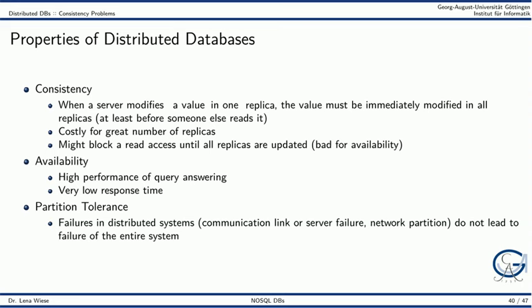However, as we have already seen, failures in distributed systems are common, like for example failures of communication links or servers, as well as network partitions. Partition tolerance of a distributed system ensures that failures of single servers do not lead to failure of the entire system. In particular, in case of a network partition, the partitions are still able to operate independently.